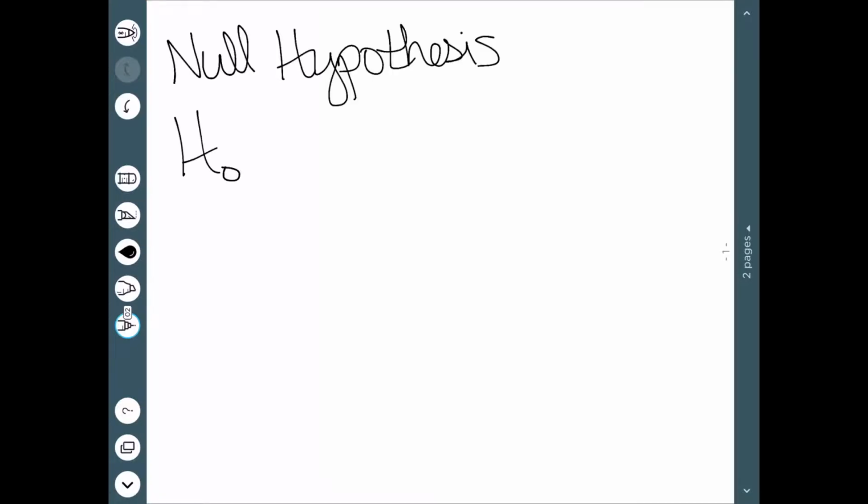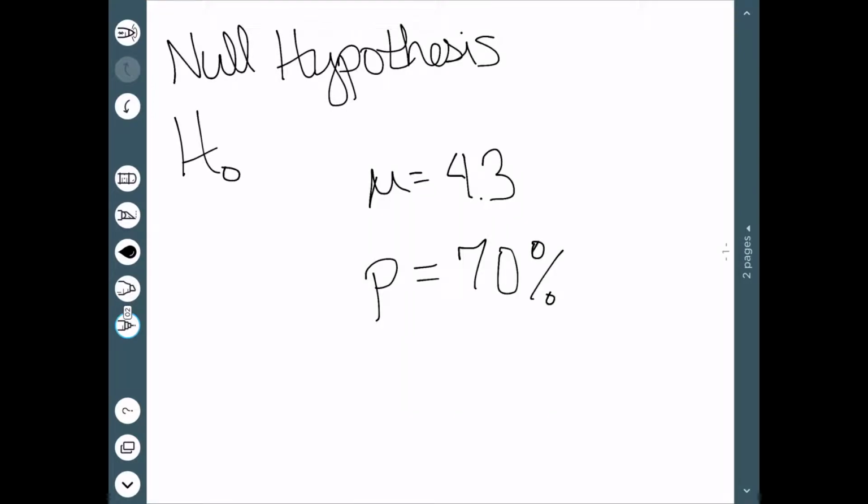The first is called a null hypothesis. It's denoted by this H0. And the null hypothesis says there's no difference between the parameter and a specific value. As an example, the null hypothesis should look something like mu is equal to 4.3 or p equal to 70%. We are assuming that the mean is equal to exactly 4.3, or the population percentage is 70%.